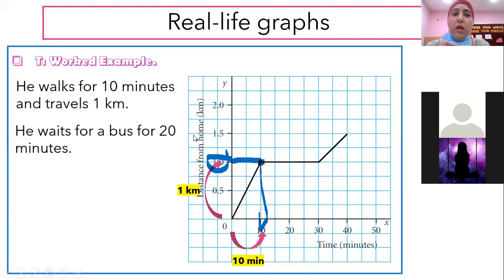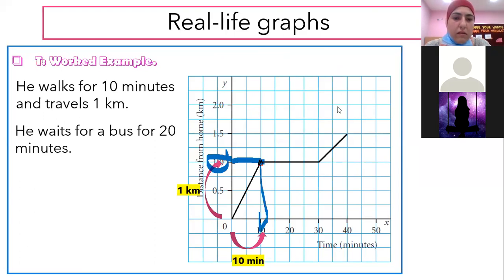Now the next explanation, he waits for a bus for 20 minutes. How did they know that it's 20 minutes? Can any one of you explain for me? Yes, Masa, can you explain? How did you know that it's 20 minutes? Because you have what? A horizontal line or an increasing line? A horizontal line, and the horizontal line started from which time? 10, and it ends at which time? 30. So what is the time that you took for the break? 20 minutes, 30 minus 10, excellent job.